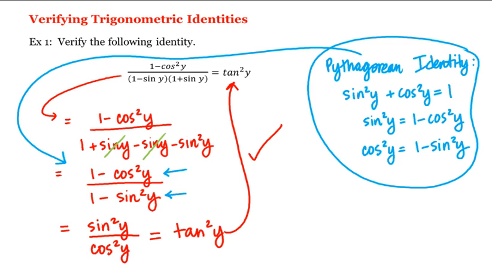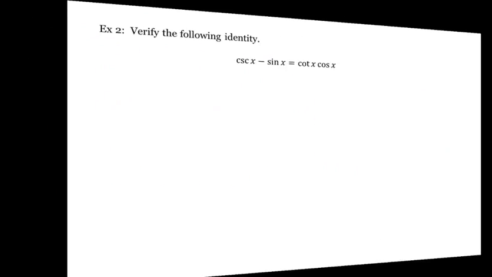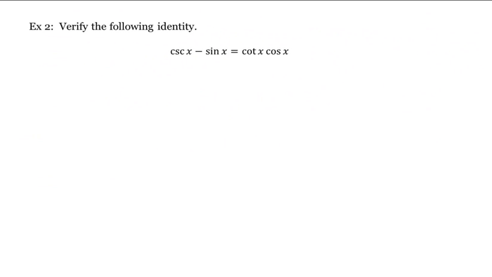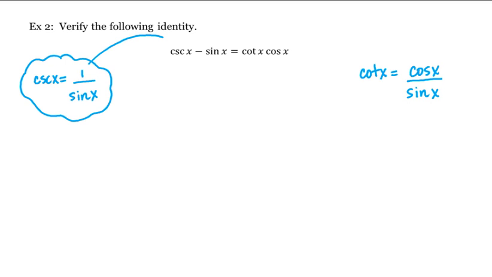All right, let's look at another example. Let's verify this identity here. Now with this identity, let's work with both sides at the same time. Now recall that cosecant of x is equal to 1 divided by sine of x, and also cotangent of x is equal to cosine of x divided by sine of x. So we'll use this on the left-hand side and this on the right-hand side.